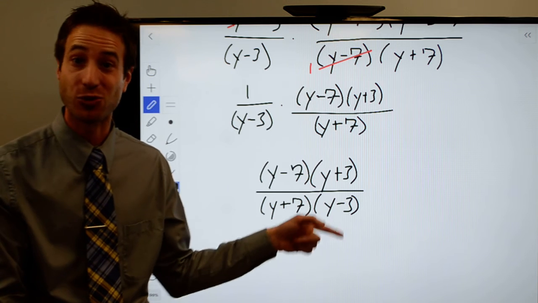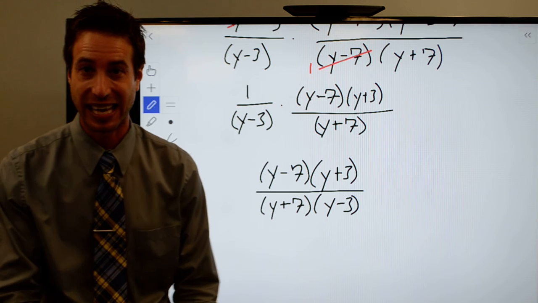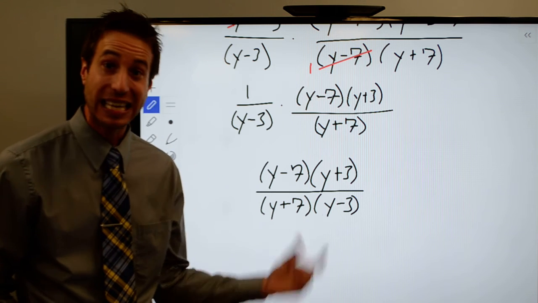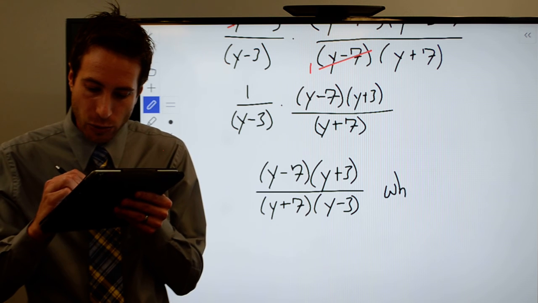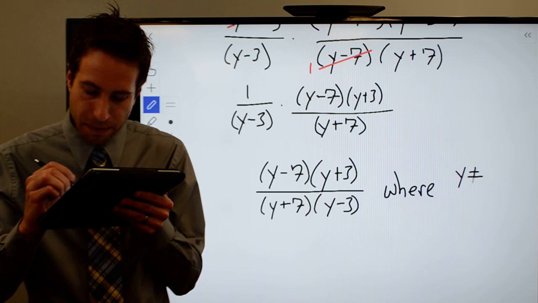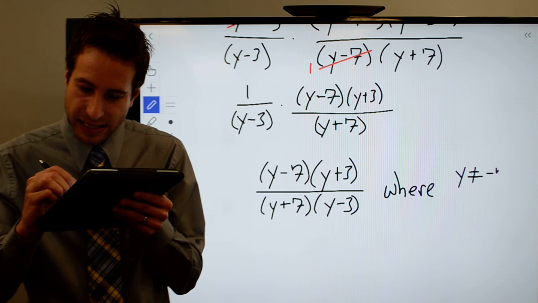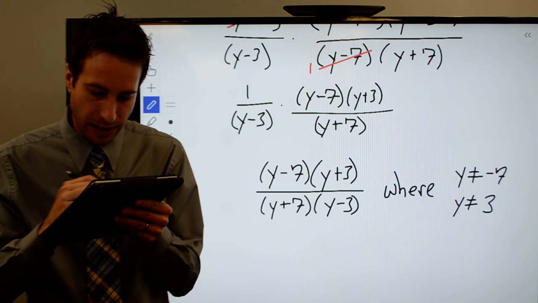The y plus 3 and the y minus 3 as well. Pulling out a -1 isn't going to get you something that cancels. So this actually is simplified. There's nothing else I can do to it. Go ahead, restrict that domain. Y cannot be, let's see, a -7, and y cannot be a +3.